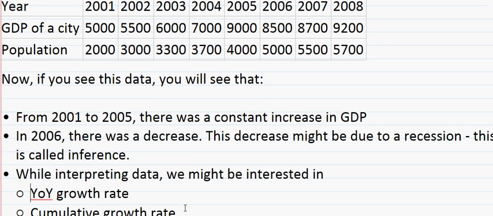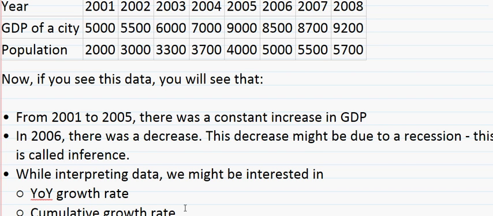So while interpreting the data, we would be interested in year-on-year growth. For example, from 2002 to 2003, what is the growth of the GDP, right? From 2004 to 2005, what is the growth of the GDP? We might be interested in cumulative growth rate as well.